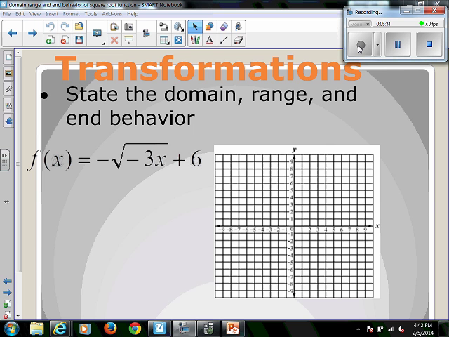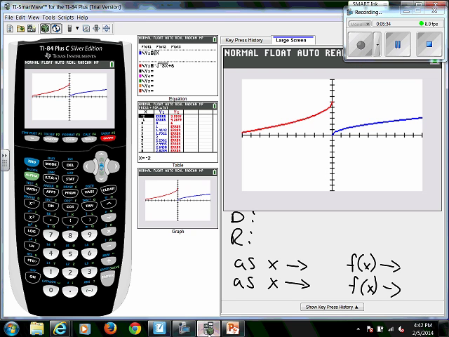Let's look at the graph. First thing I'm going to do is plot my starting point at (0, 6). So the domain goes left forever, so negative infinity. Furthest right is 0. So from negative infinity to 0. Range goes down forever. Remember, negative infinity is my smallest value. Highest value is 6. From negative infinity to 6.